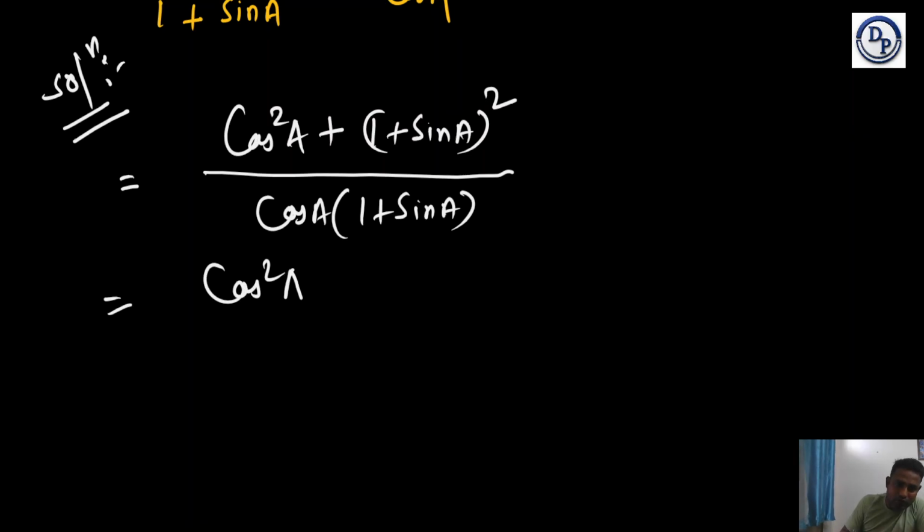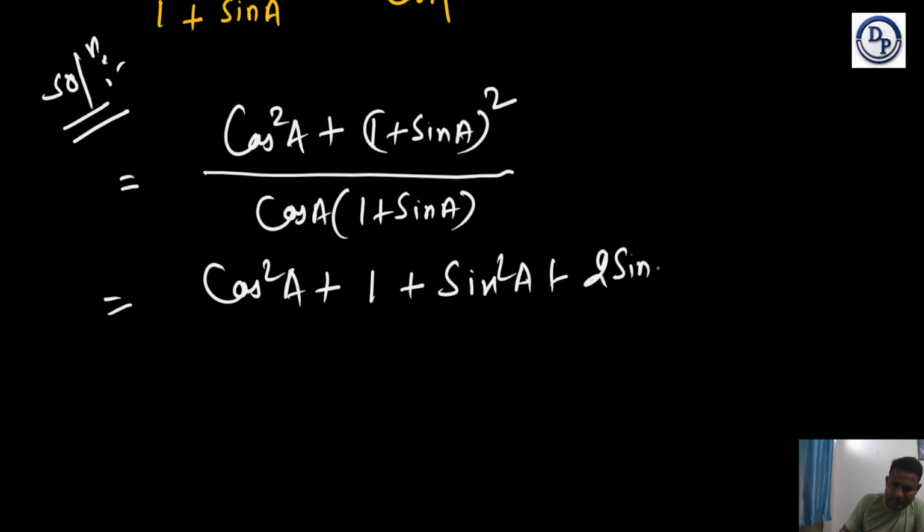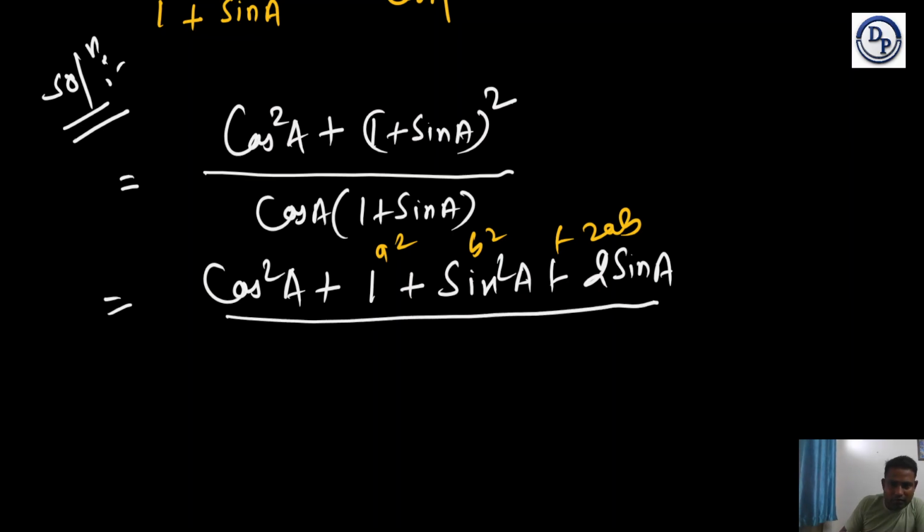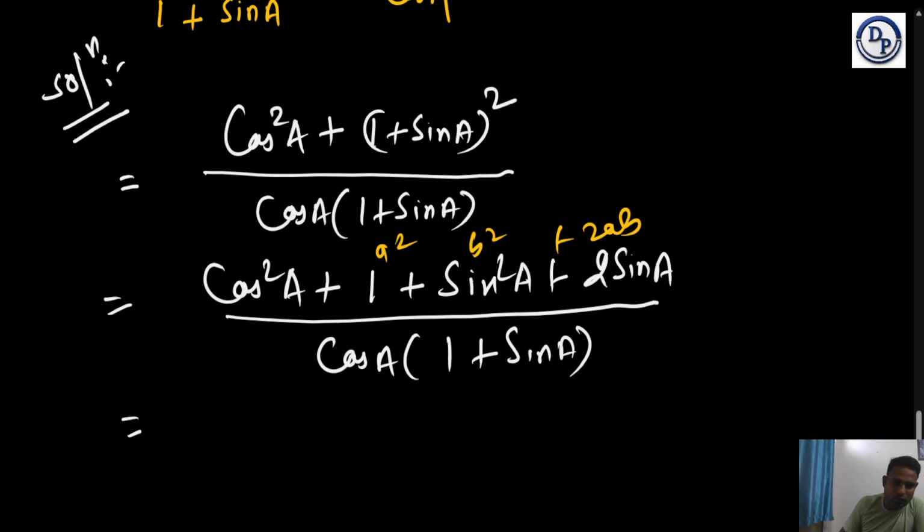Okay, we got this. Now again what we do, again we follow the process. Like this is a square, again we are not getting any direct formula, so we open this square. Okay, we'll get a square plus b square plus 2ab, that is 1 square plus sin square A plus 2 sin A. Again numerator we leave it as usual like this, cos A times (1 plus sin A). Okay, we are not going to multiply it. Why? We are going to learn it later.